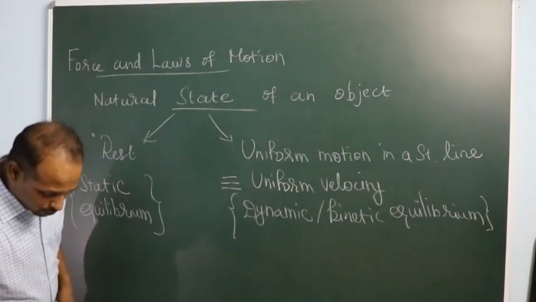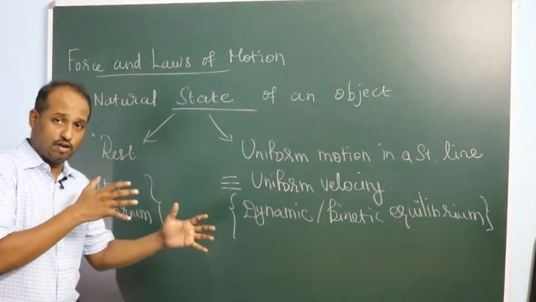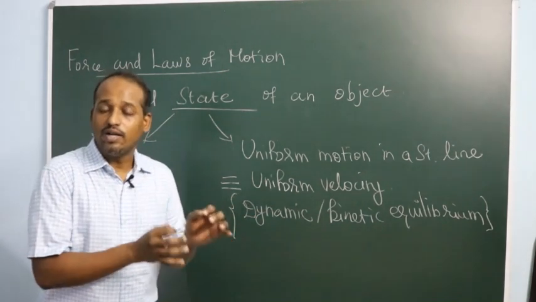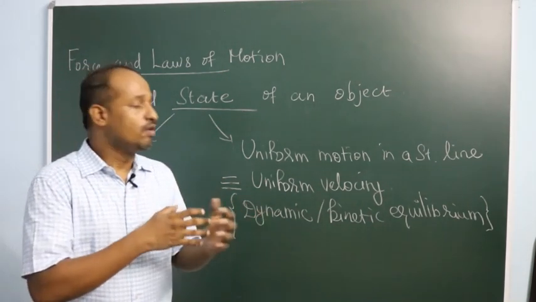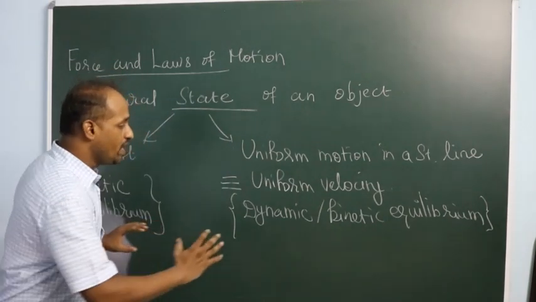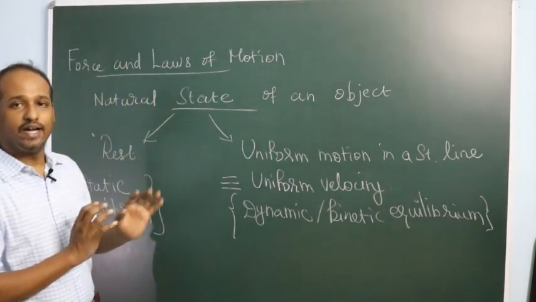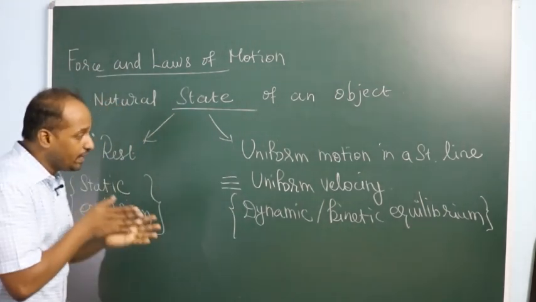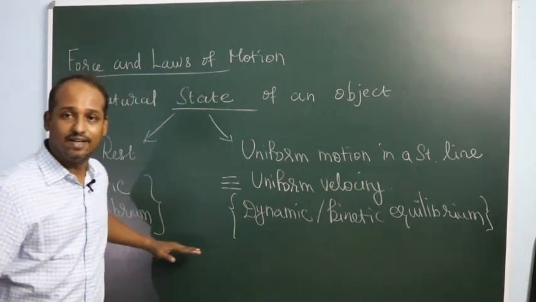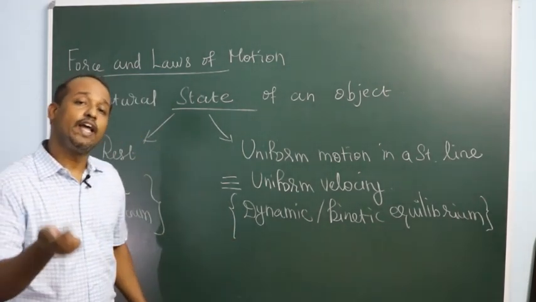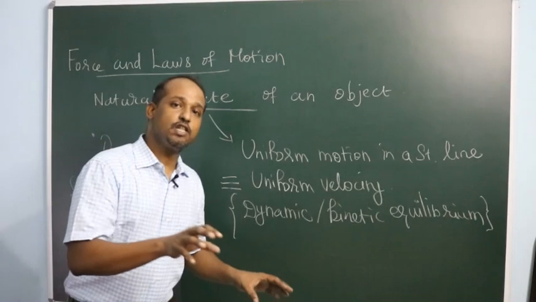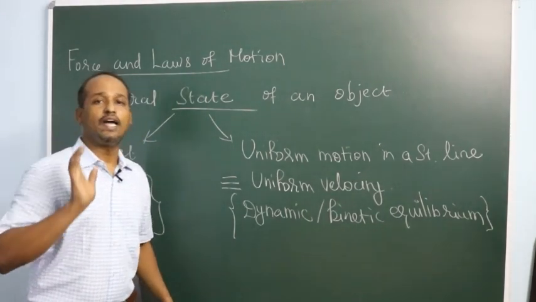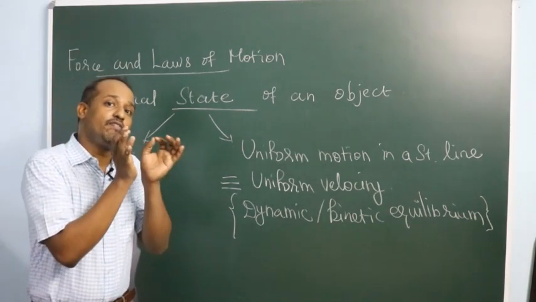So there are two states of an object, static equilibrium and kinetic equilibrium. What do we understand from this? To be in these two states, the object does not require you to put in any effort to keep it in the same state. To change the object from these two states, you need to put in some effort. You need to communicate with the object.